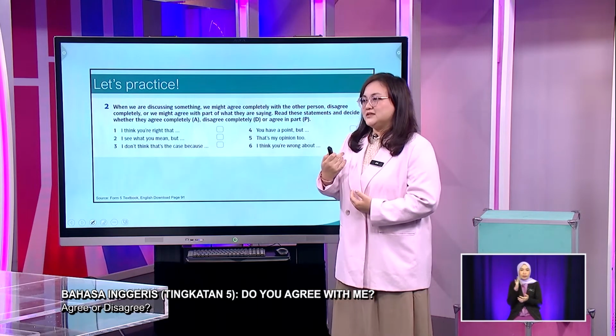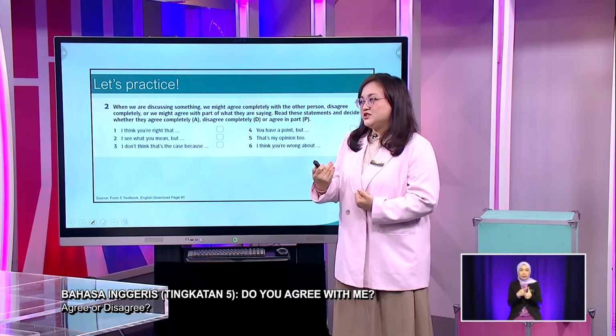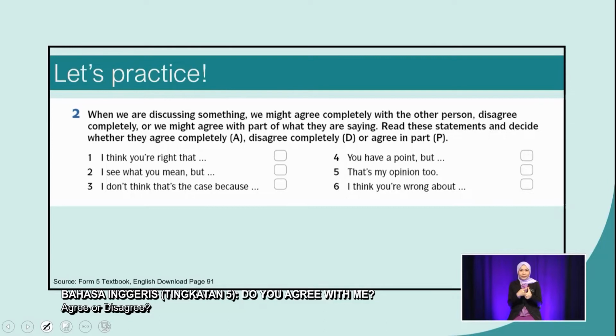Okay, so let's have a little practice here. We have one practice here for the pupils who are watching this or for those pupils in the studio here. When we are discussing something, we might agree completely with the other person, disagree completely, or we might agree with part of what they are saying. So read these statements and decide whether they agree completely, A, disagree completely, D, or agree in part, P. You can also find this in your textbook on page 91.